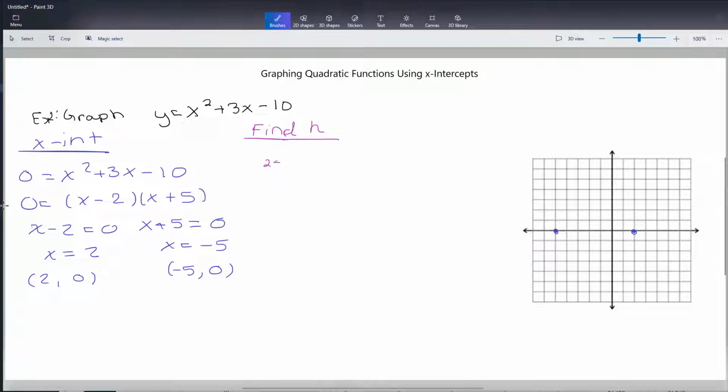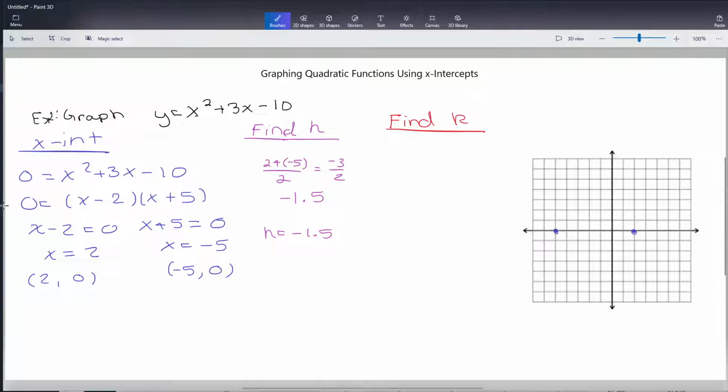Okay, so 2 plus negative 5 divided by 2. So this is negative 3 divided by 2, or negative 1.5. Okay? So this is going to be our halfway point. And like I said, you can see that that visually is halfway between those 2 points. Then I'm going to plug that into the original equation to find my value for k.